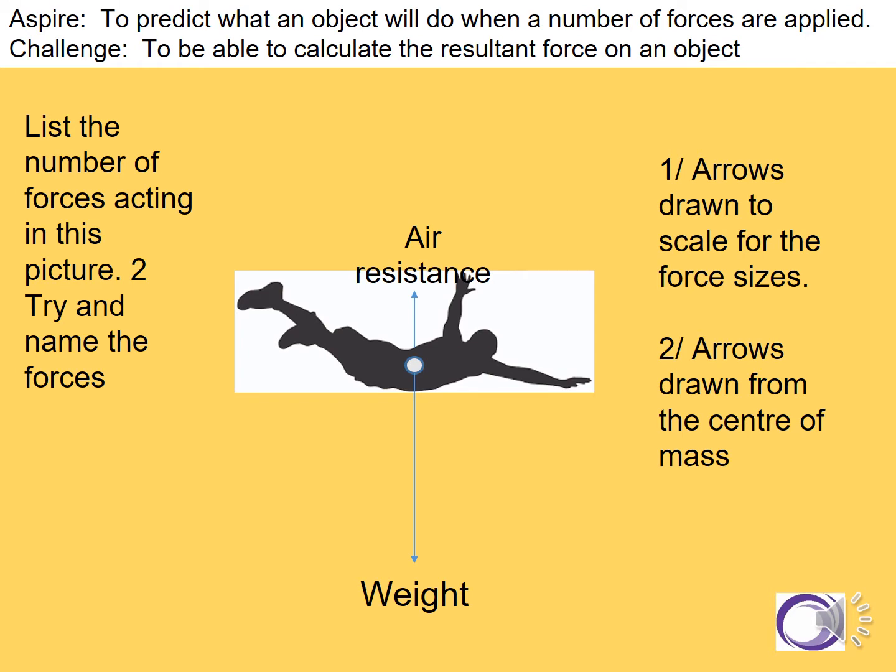So first of all, you need to make sure that you have done the following. Number 1, that the arrows are drawn to scale for the correct size of the forces, and number 2, that the arrows are drawn from the center of mass of the object. And I'd like you to do that for all of the free body diagrams that you have in today's presentation.